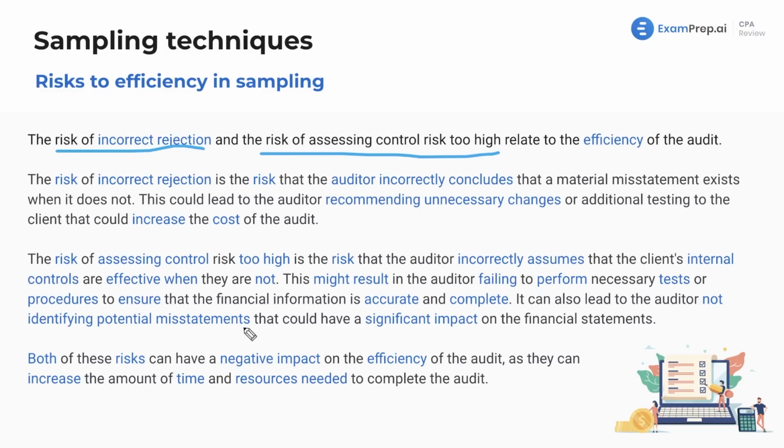Are we doing this properly? Both of these risks can have a negative impact on the efficiency of the audit as they increase the amount of time and resources needed to complete it. We want to use less time. We want to use fewer resources so we can use them for maybe the next audit. Earn a little more money from our next audit client.